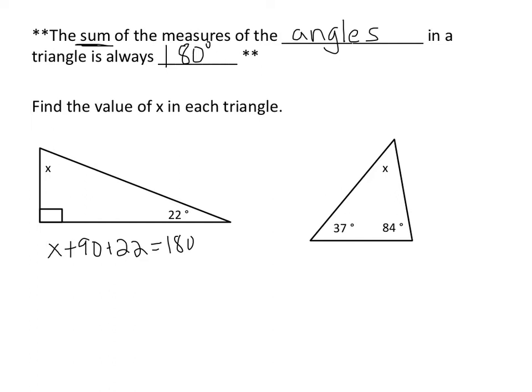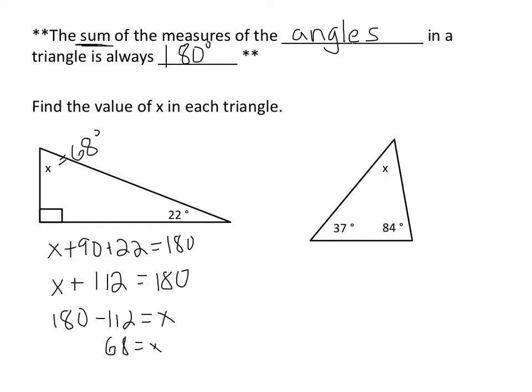So that means that x plus 90 plus 22 has to equal 180. Well, 90 plus 22 would give us 112, or we could look at it as, so now we need to figure out what plus 112 equals 180, or we can do 180 minus 112 equals x, in which case, if we do that, we get 68. So our missing angle is 68 degrees. So now you go ahead and pause the video and try the next one on your own.